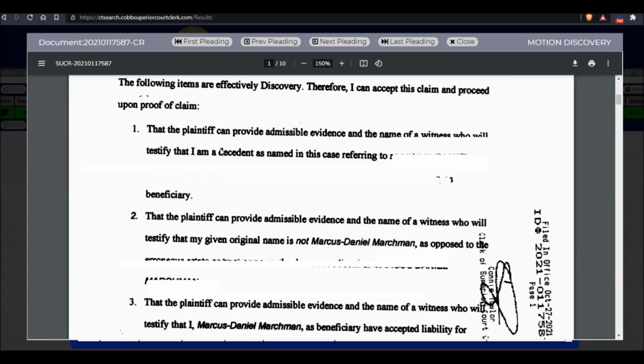The plaintiff, upon proof of claim that the plaintiff can provide admissible evidence and the name of a witness who will testify that I am a dissident, as named in the case referring Marcus. See, this argument of all caps is dead. It is dead. It makes no difference in the eyes of the law. Unless you bring in other substantive evidence to show that all caps is different from you, then this whole claim that you yourself are making is dead. They're not obligated to do anything.